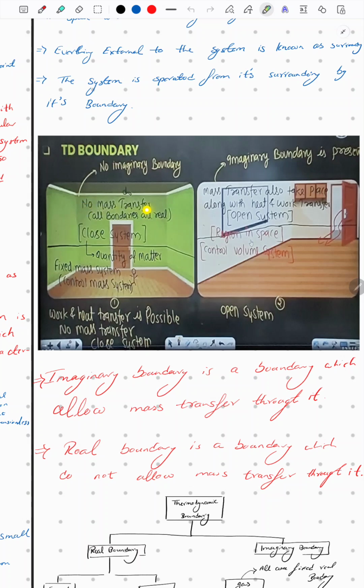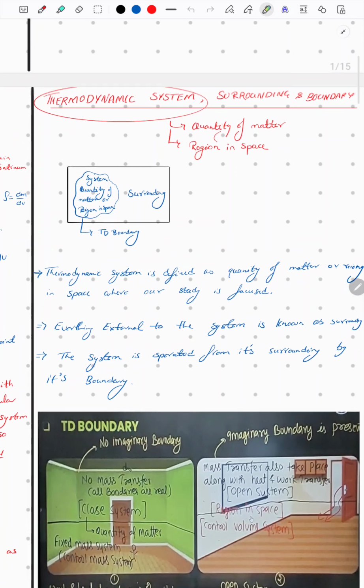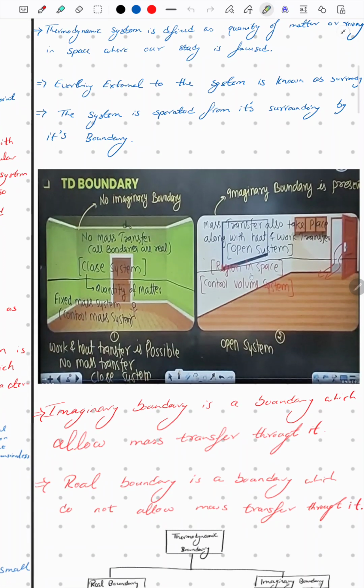Okay, so no mass transfer, all boundaries are real: closed system, quantity of matter, fixed mass, control mass system. We can also say control mass system. We can also say it is a closed system. All boundaries are real, and no mass transfer is happening over here because the door is closed. Now the door is open, you have two regions. Now this is the region in space. This is the region in space. Quantity of matter or region in space.